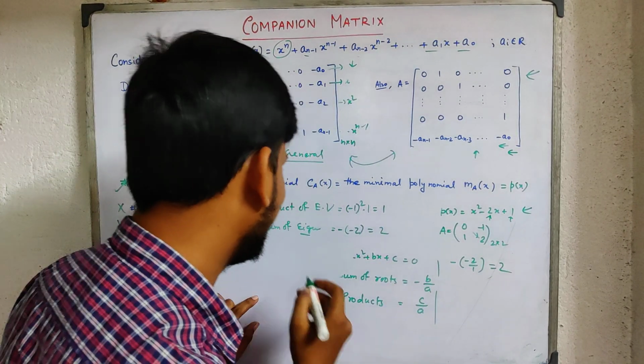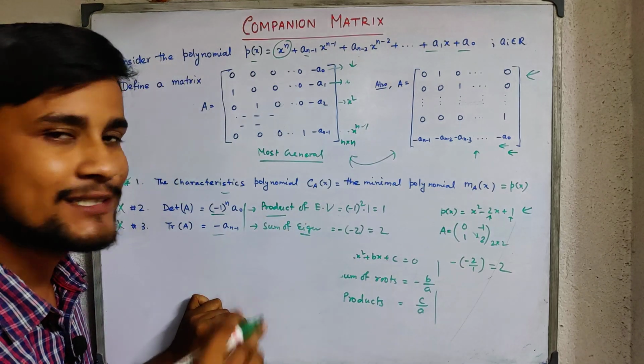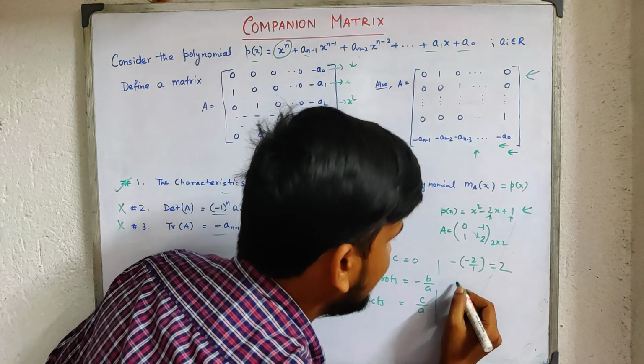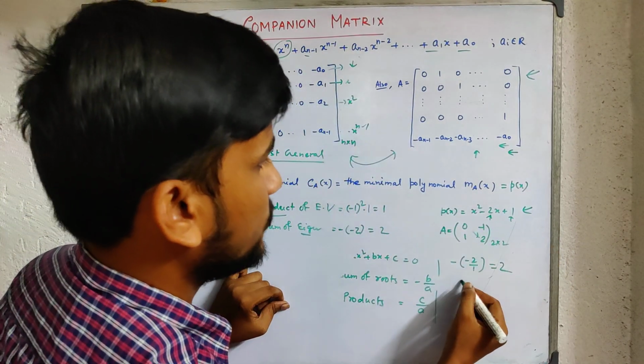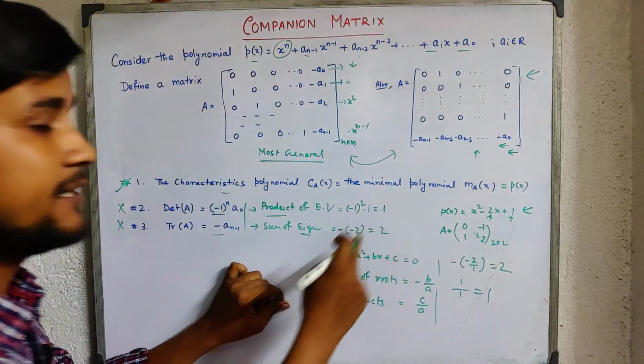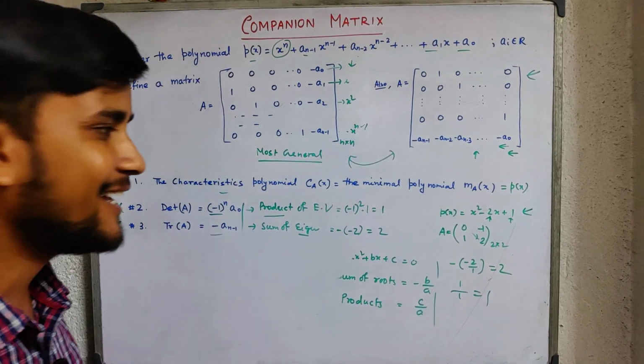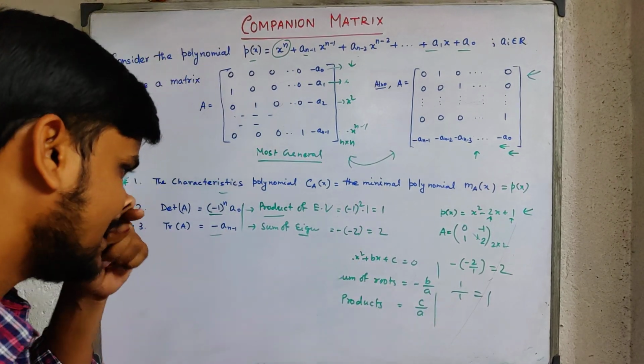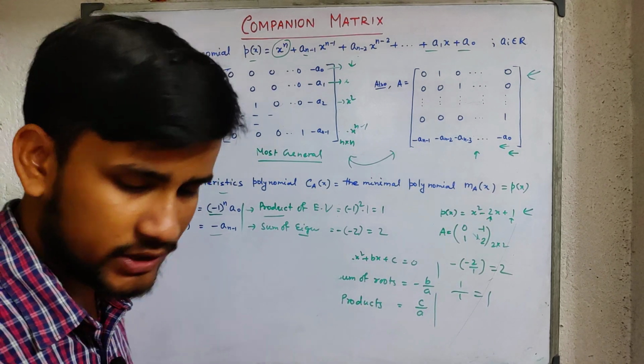This is a very easy trick. The product of eigenvalues, we all know, is c by a, that is here the product is 1 by 1, which is equal to 1. See, this is definitely done. So this trick I just observed, and I will share it with you guys.